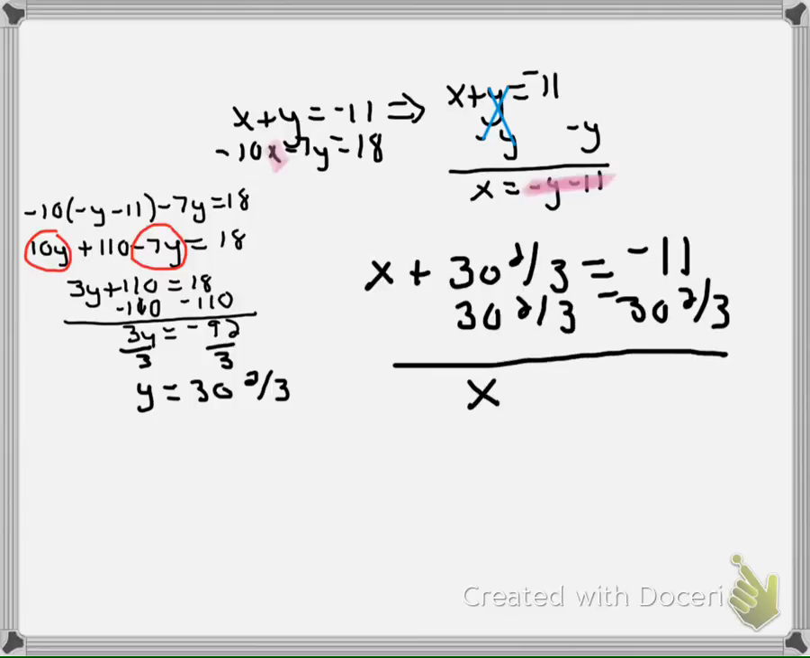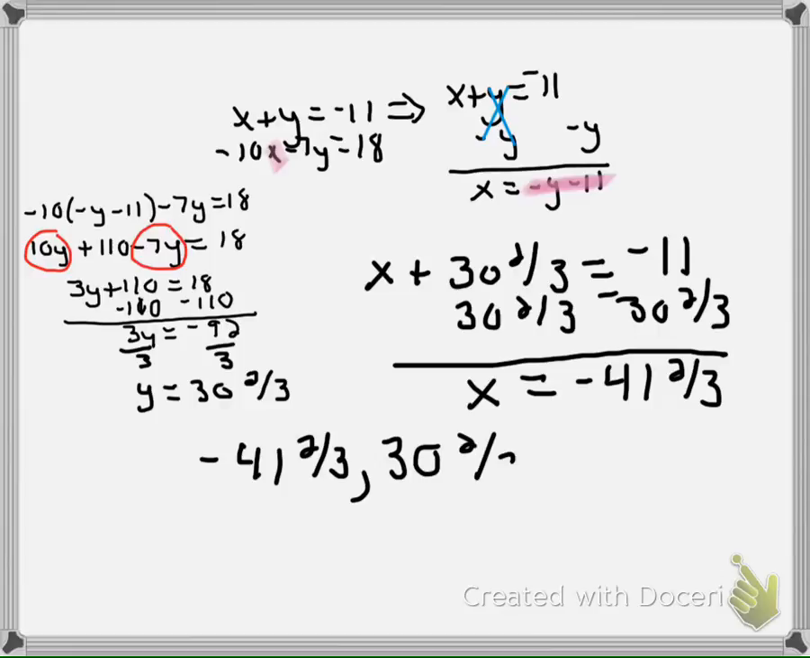And that's going to give me x equals negative 41 and 2/3. So my ordered pair is 30 and 2/3, comma, whoops, no it's not, because that's the y and I need the x first. It'll be negative 41 and 2/3, comma, 30 and 2/3. Let's do another one.